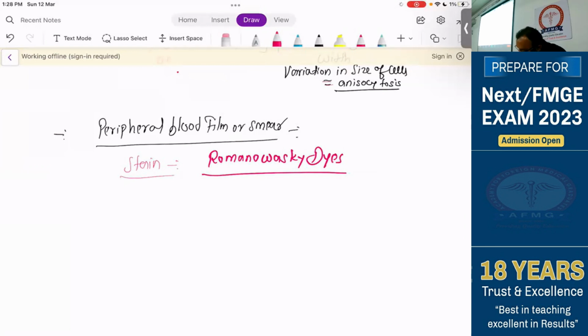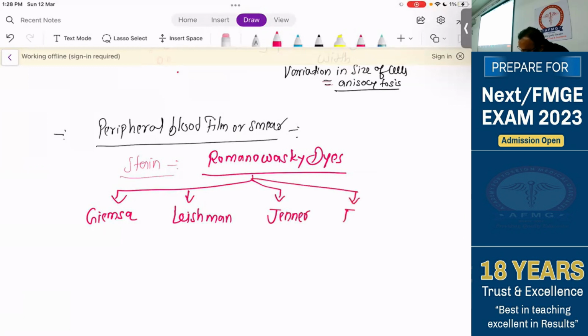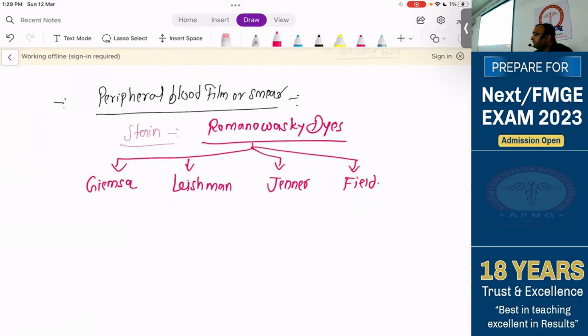We are having different types of Romano-Wesky dyes, like we are having the Jimsa, we are having Leishman, we are having Jenner, we are having field stain. So all these are the different types of Romano-Wesky dyes. We can use any of these. Okay, any of these can be used.